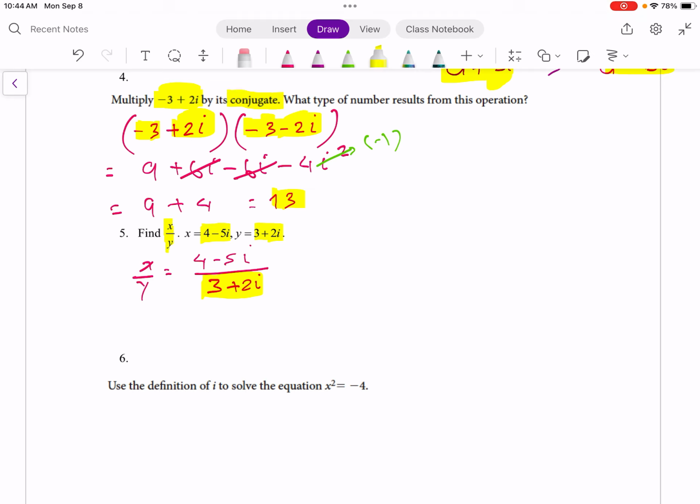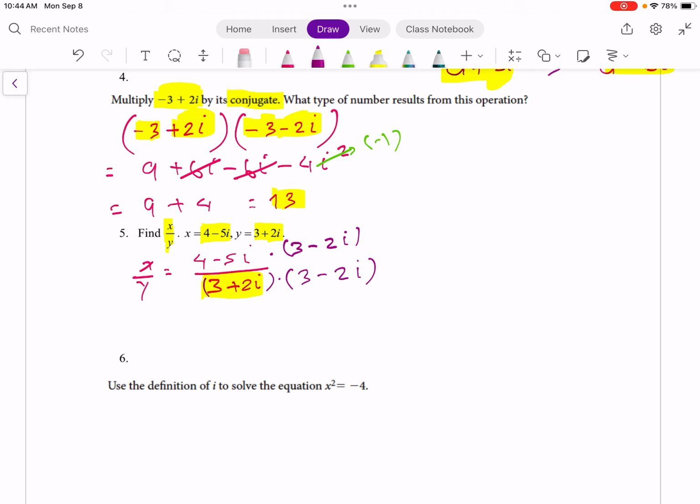Now, we multiply our denominator by its conjugate. What is the conjugate of 3 plus 2i? 3 minus 2i. So let's multiply our denominator by its conjugate 3 minus 2i. Now, are we allowed to multiply only in the denominator? We have to multiply by the same number in the numerator as well. So we multiply numerator and denominator by 3 minus 2i. In general, we multiply by the conjugate of the denominator.